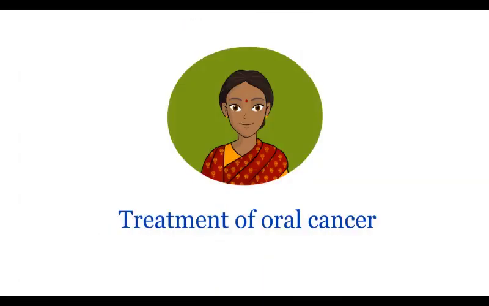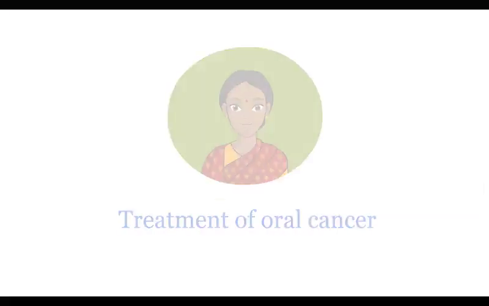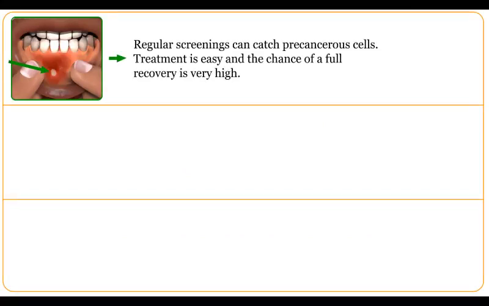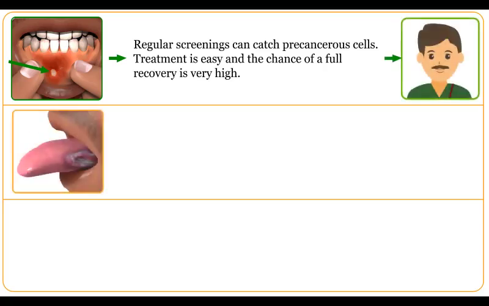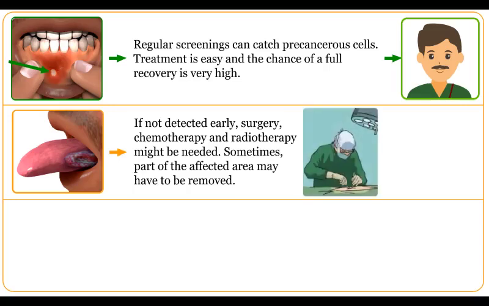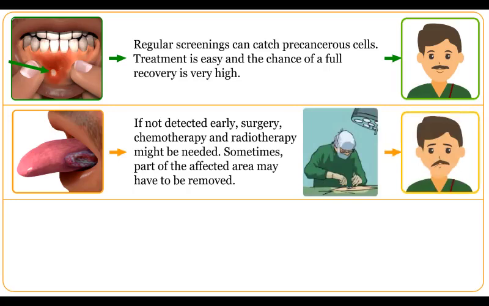Treatment of oral cancer. Oral cancer is easy to treat, especially if detected early. If you do your self-exam and clinical exams regularly, oral cancer can be caught very early. The treatment for this is cheap, easy, and simple and the chances of full recovery are very high. If not detected early, surgery along with chemotherapy and radiotherapy might be needed. Sometimes the part of the affected area may have to be removed.